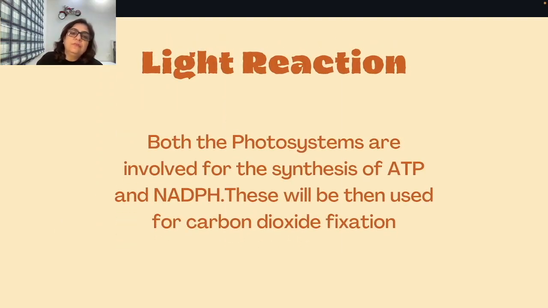Now these two photosystems are part of the light reaction. Photosynthesis encompasses two reactions, light reaction and dark reaction. Light reaction is for the synthesis of ATP and NADPH, but dark reaction does not mean that it is taking place in dark. It is just to differentiate from the light reaction, which is used for the production of ATP and NADPH, and these products of light reaction will be utilized for the fixation of carbon dioxide into carbohydrates. So that takes place inside the stroma.